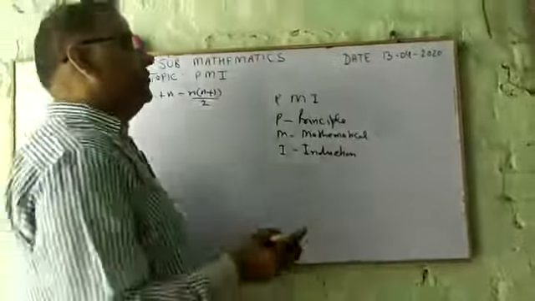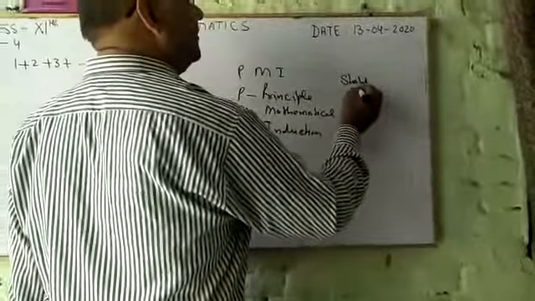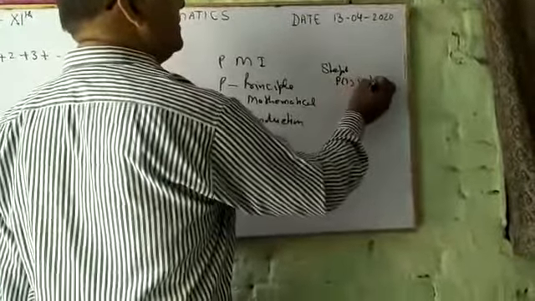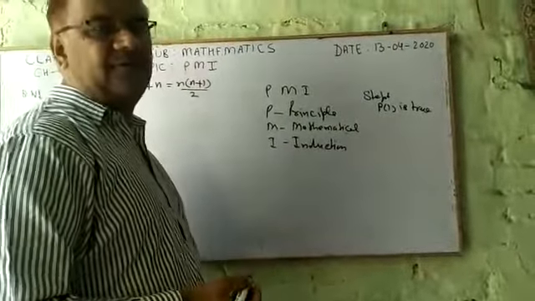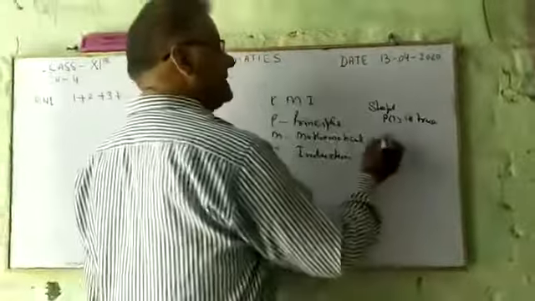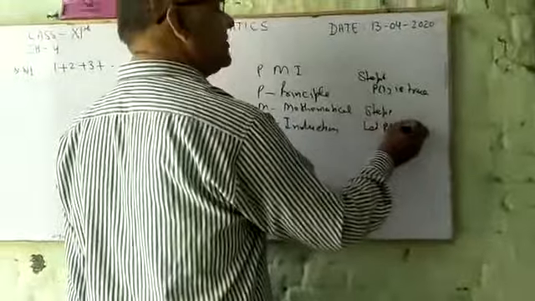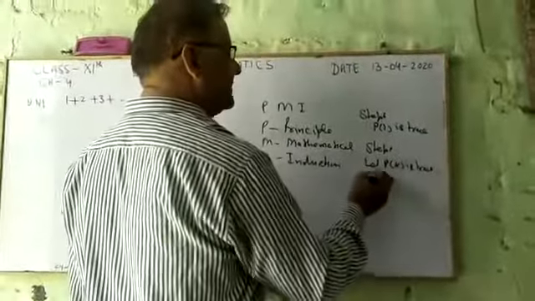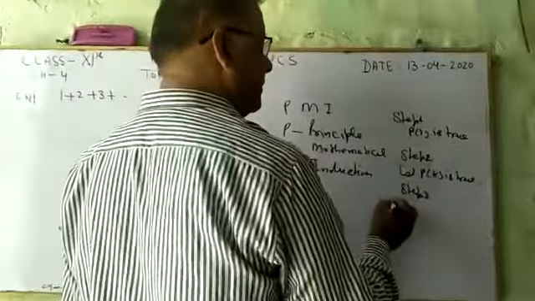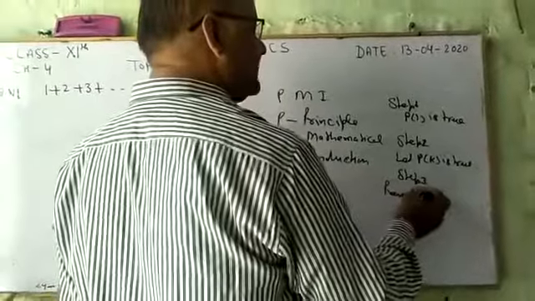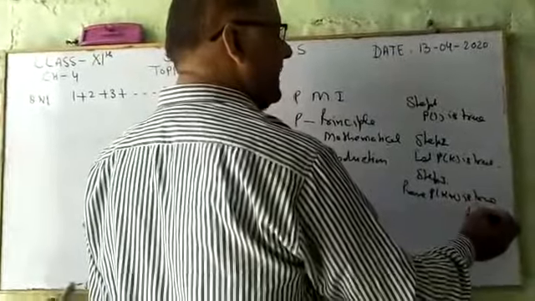In this method, we check three steps. Step first, we check that P1 is true. If P1 is true, then proceed with the question. If P1 is not true, then stop the question here. Step second, let Pk be true. And step third, prove that Pk plus 1 is true when Pk is true.